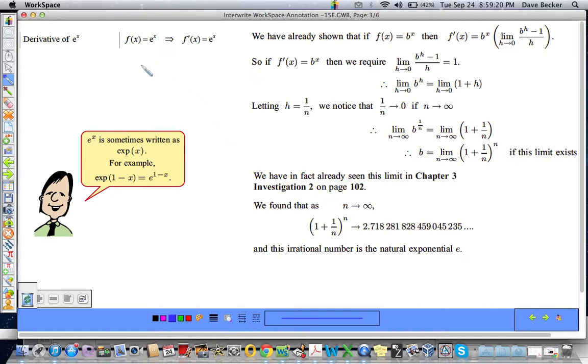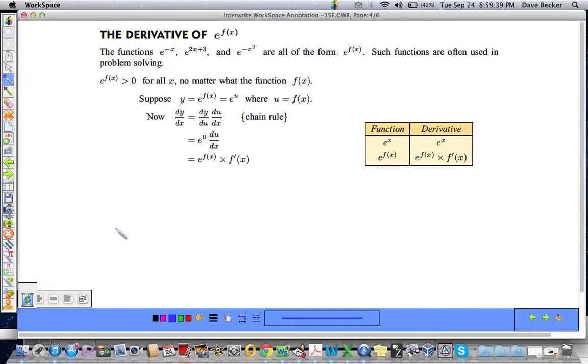But for right now, we are going to accept as true that the derivative of e to the x is e to the x itself. What could be easier than that? This comes directly from your formula sheet. Sometimes, rarely, instead of e to the x, it's written exp x. I think that takes place in a couple of the homework exercises.